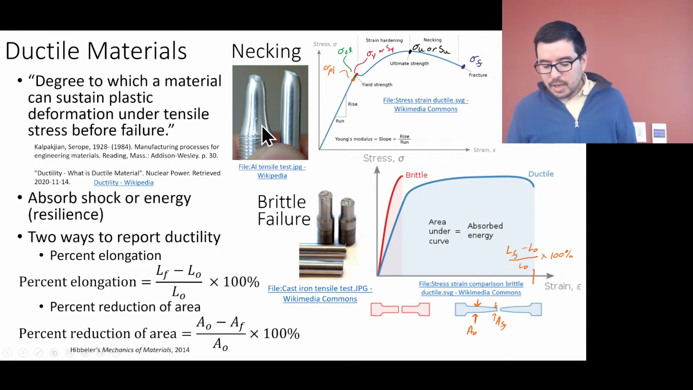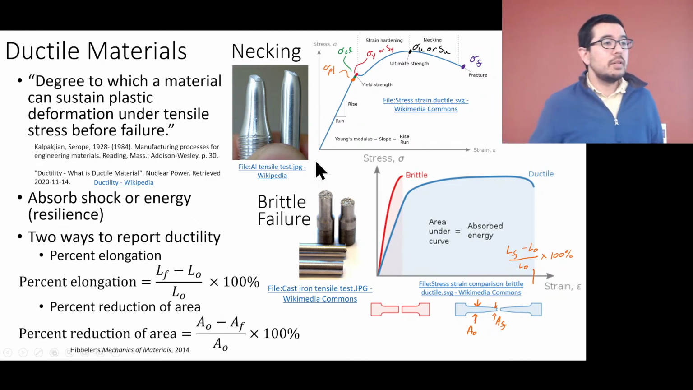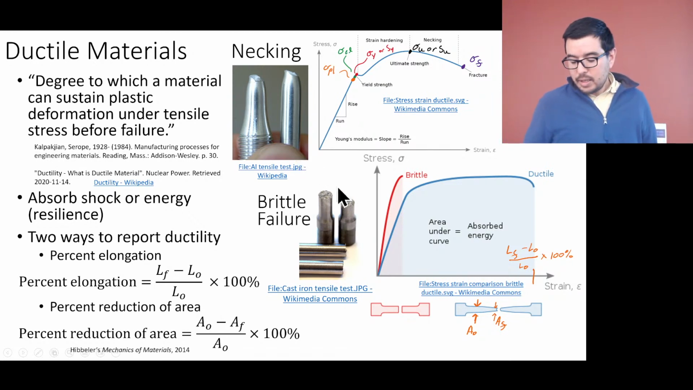You can see the necking in these aluminum samples. These are aluminum alloys. And then you can also see the lack of necking and the brittle failure in these samples. They're both metals, okay? And in fact, this is cast iron, okay?